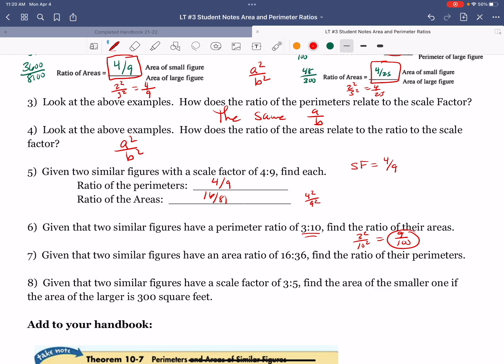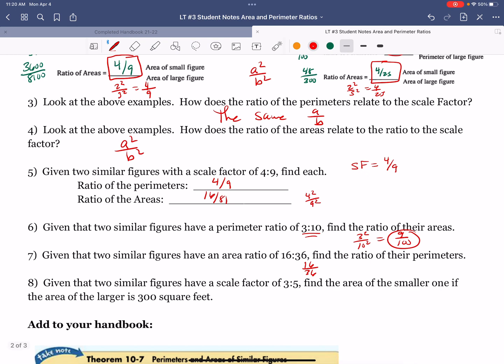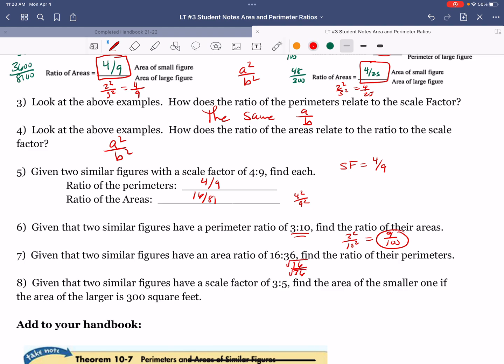Given that two similar figures have an area ratio of 16 over 36, find the ratio of the perimeters. So this is the squared. What we need to do to figure out the perimeters is square root. That's going to give us 4/6, which could be written as 2/3. Given that two similar figures have a scale factor of 3 to 5, find the area of the smaller one if the area of the larger one is 300. So I know that the ratio of the areas will be 3 squared to 5 squared. So the ratio of the areas is 9 to 25.